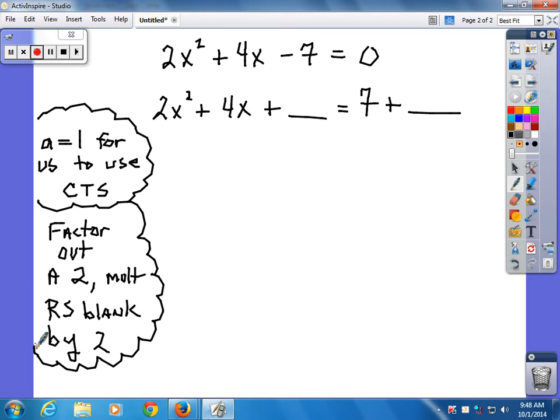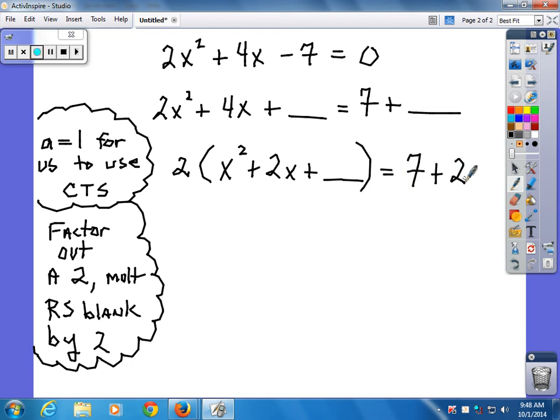So I'm going to factor out a 2. And I get x squared plus 2x plus blank is equal to 7 plus 2 times blank. And I'm going to highlight this rule right here, this 2. And you better do it in your notes because you're going to forget, especially if you've never seen completing the square before.